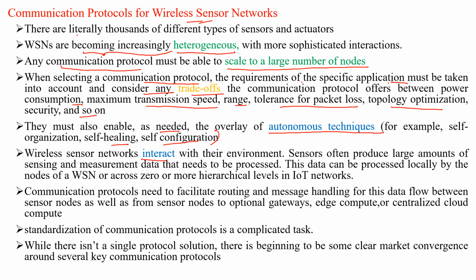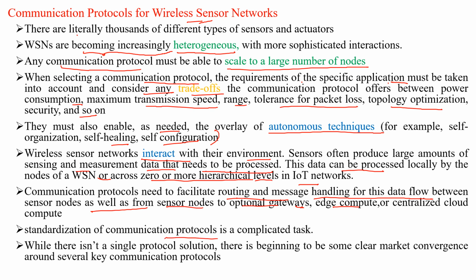Wireless sensor networks interact with their environment, right? Sensors often produce large amounts of sensing and measurement data that need to be processed. This data can be processed locally by the nodes of a WSN or across zero or more hierarchical levels in IoT networks. Communication protocols need to facilitate routing and message handling for this data flow between the sensor nodes as well as from the sensor node to the optional gateway, edge compute, or centralized cloud compute, right? So a communication protocol is mainly necessary for the transmission of the data.